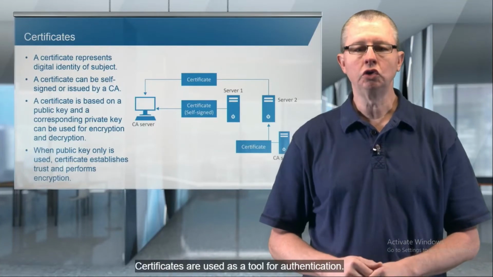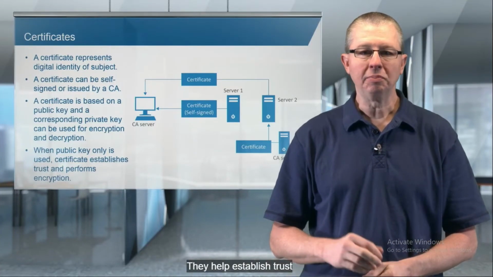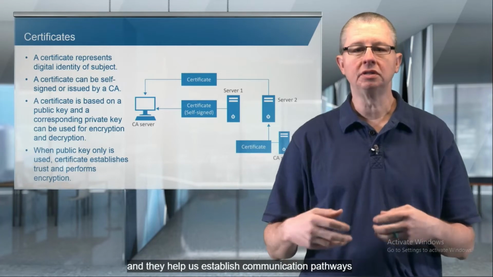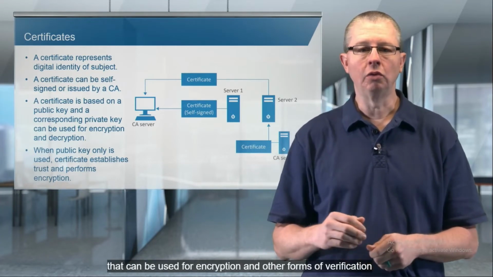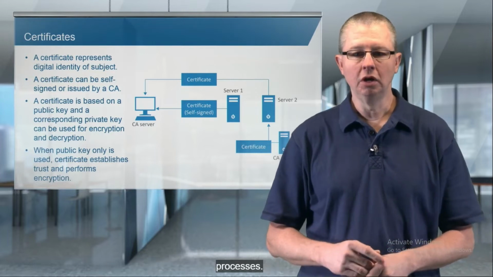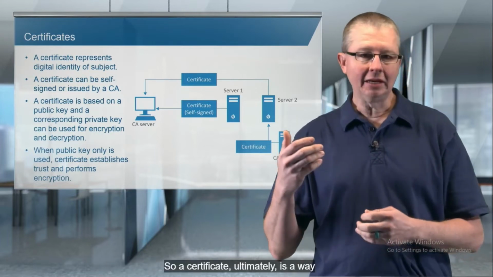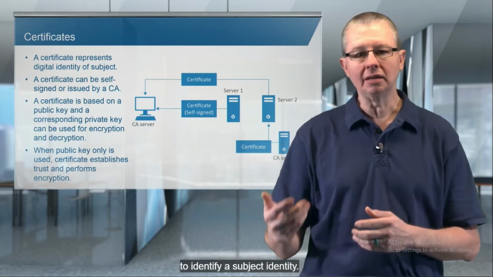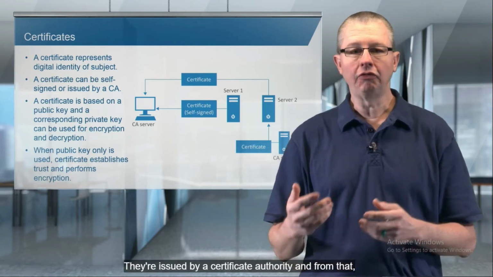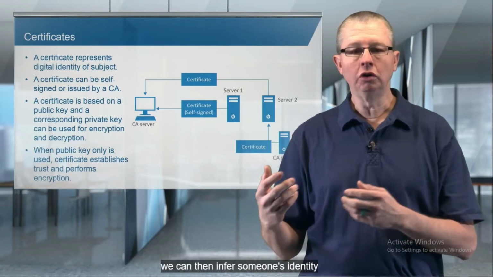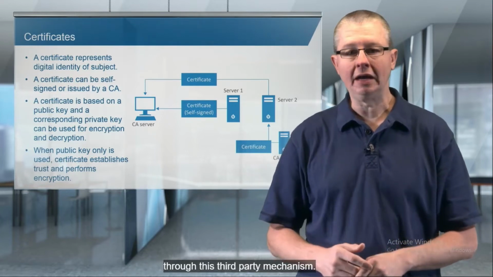Certificates are used as a tool for authentication. They help establish trust, and they help us establish communication pathways that can be used for encryption and other forms of verification processes. So a certificate ultimately is a way to identify a subject identity. They're issued by a certificate authority, and from that we can then infer someone's identity through this third-party mechanism.